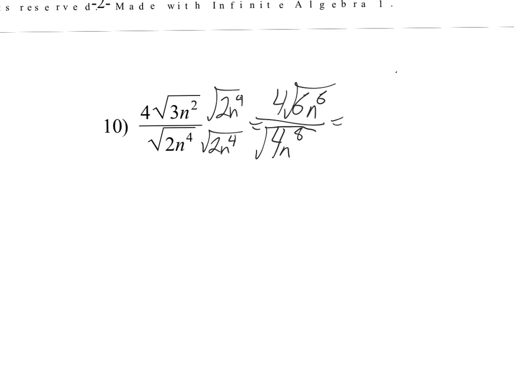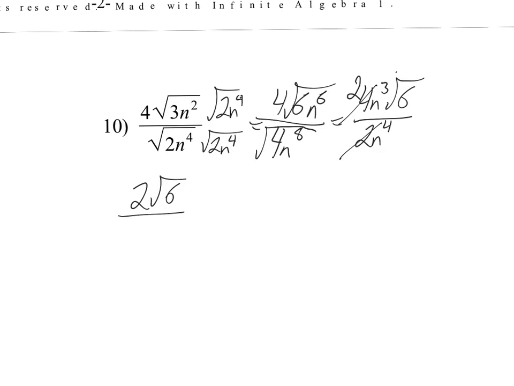So that means that I can split that up into 3. So I have 4n to the 3rd radical 6 over 2n to the 4th. So now we can simplify that some. So that tells me that I'm going to have 2 radical 6 over, because the 4 and the 2 are going to cancel out, so this becomes a 2. And then I had 3 n's on top, 4 on the bottom, so I'm going to subtract those. So 4 minus 3 is 1, so n to the first power. Okay, so that's the answer for that one.